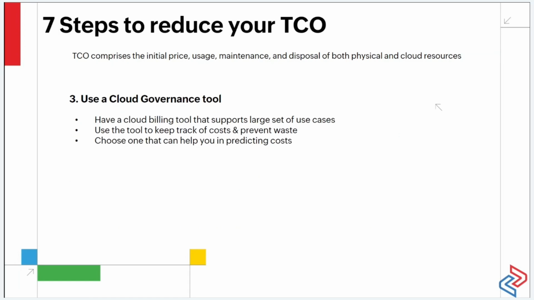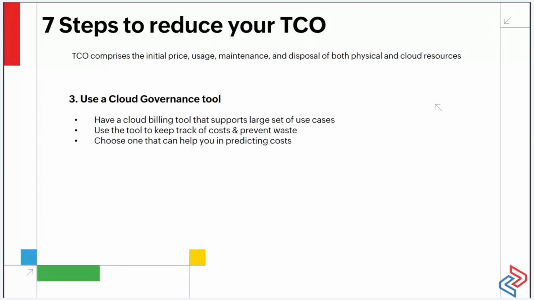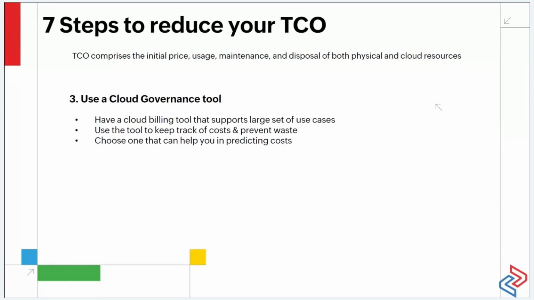Again, using a cloud governance tool is something which is extremely important. You need to have a cloud billing tool that supports a wide set of use cases, so that it's able to tell you, or estimate for you, where your spend is going and where it can be optimized. So it needs to be able to track both cost and help prevent waste for you. Preventing waste in this case would be that it helps you in figuring out if there are any circular workflows being created, or if there is a particular service that can use a lesser amount of resources.